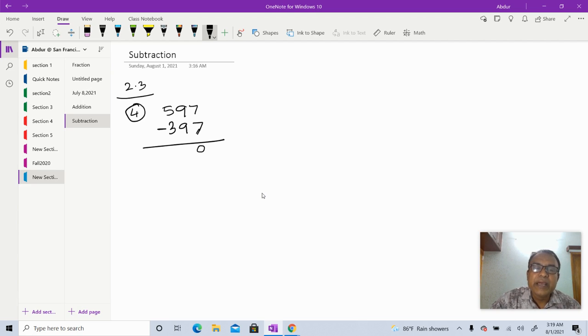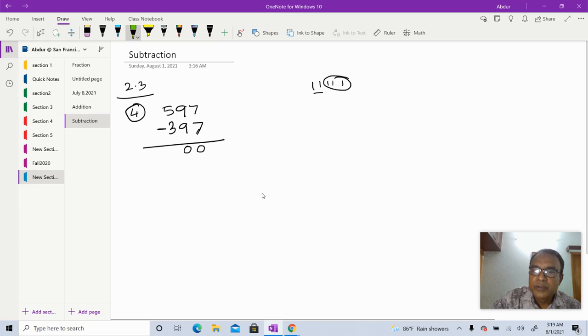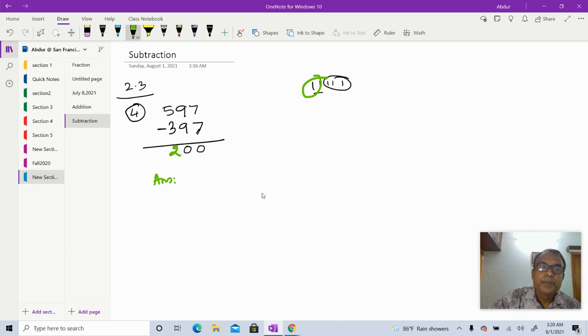Same thing. You have nine things on the top, and you take away nine from that, you get zero as well. Then you have five things, and you take away three things from that. Let's say you have five sticks, and you take three away, you remain with two, isn't it? So you can write two here. Then your answer will be 200. From 597, you take away 397, you will remain 200. It's pretty simple.